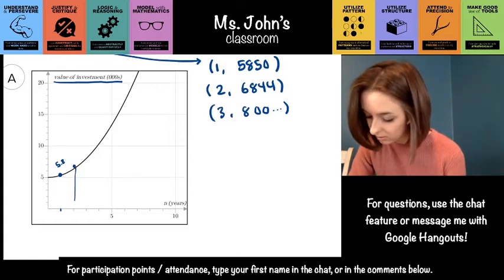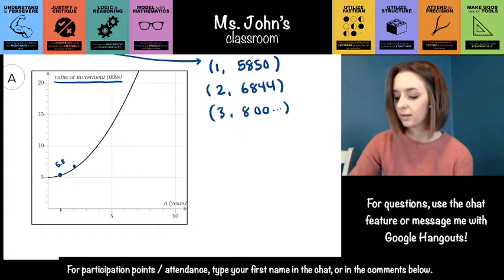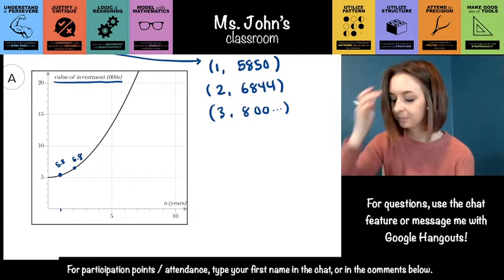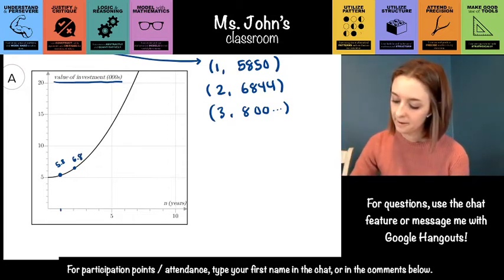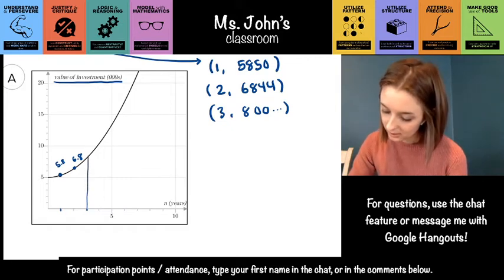Wait, where is 2? Okay. Maybe letter A is the right answer. I don't know. 6.8. And then 3 should be at 8,000, which is right here. Yeah.